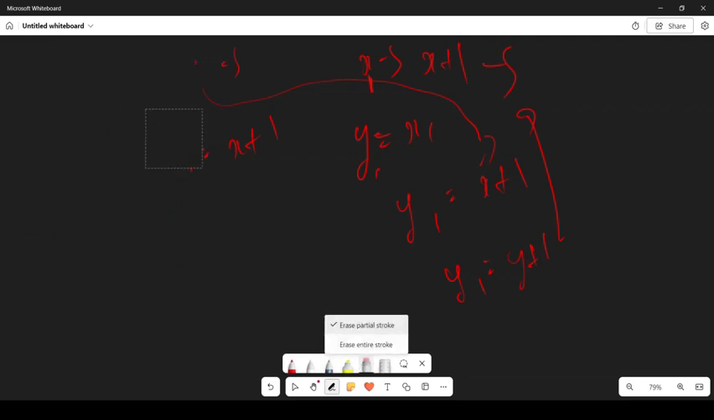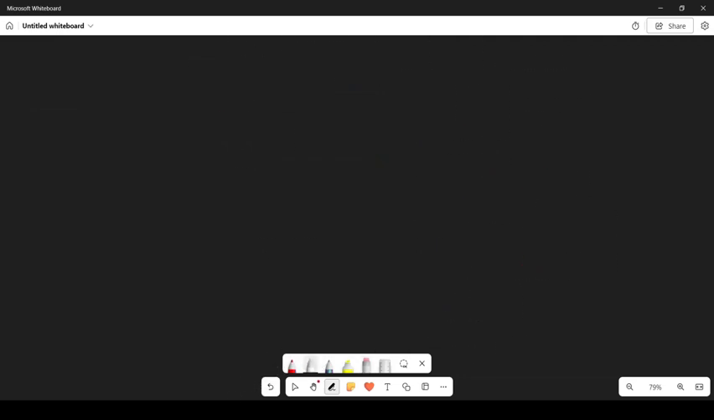y is equal to x. Does this look familiar? This is more of an inspirational way of thinking about how we can say y is equal to x. If we draw a graph for y is equal to x, how does it look, right?